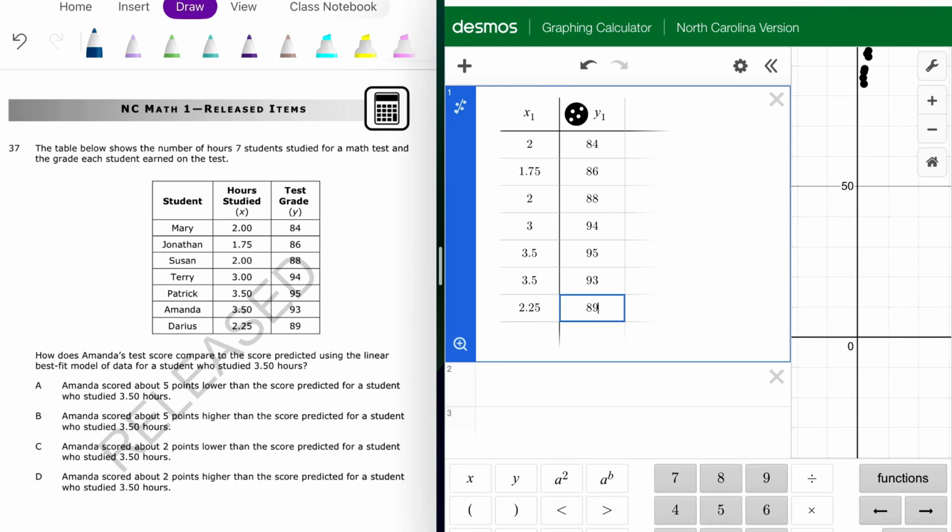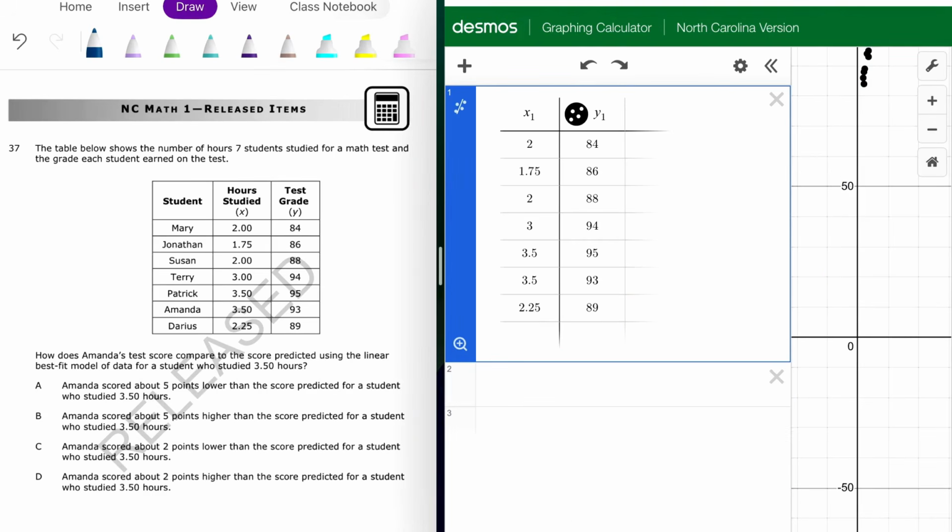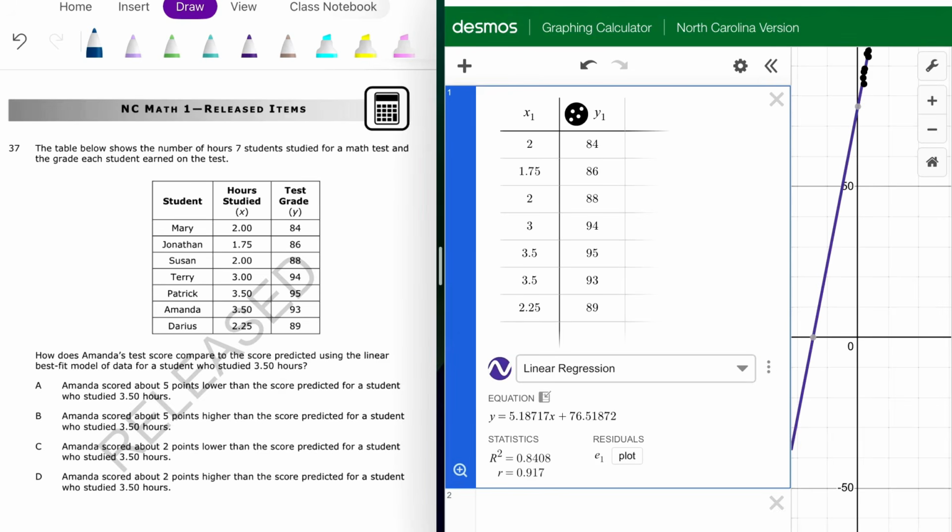All right, so I double checked my list very quickly. If I messed up again, just leave it in the comments. I tapped that magical line. If you didn't see it, I tapped the line with the dots in the left-hand corner. I get my equation. It's linear because it says linear. There's the equation. Then I have to actually know some things. How does Amanda's test score compare to the score predicted using the linear model? The model is what we just found, that equation.